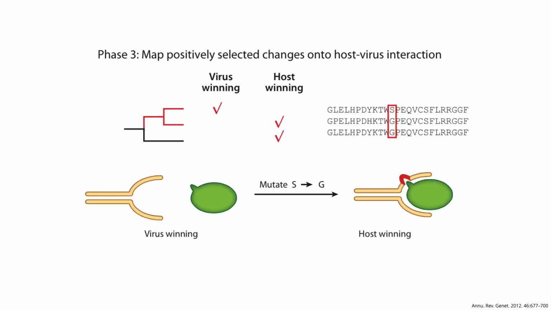You can take it even further. You can then map the positively selected changes. Here we're looking at the sequence of a host gene, and we can change this amino acid in the host protein and ask who wins when we change it. Does the host win, or does the virus win? We can end up saying when the virus is winning, this amino acid is a serine. When it changed to a glycine, the host wins. We can do amazing mapping of both viruses and host defense proteins.